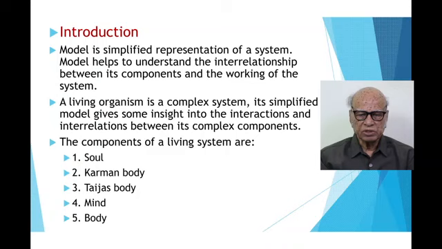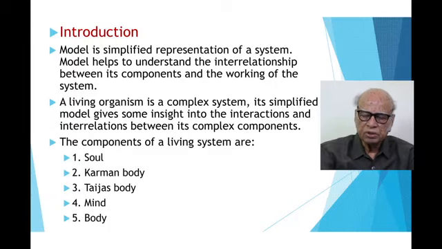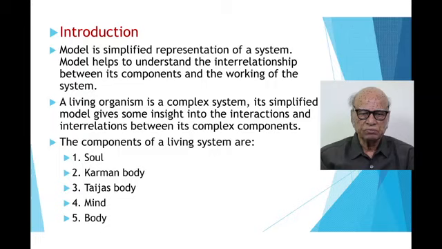A living organism is a complex system, as I just now told you. Its simplified model gives us some insight into the interactions and interrelations between the complex components. What are the components of a living system? Broadly speaking, these are: number 1, soul; number 2, Karman body; number 3, Tejas body; number 4, mind; and number 5, body. So these 5 are the major components of a living system.